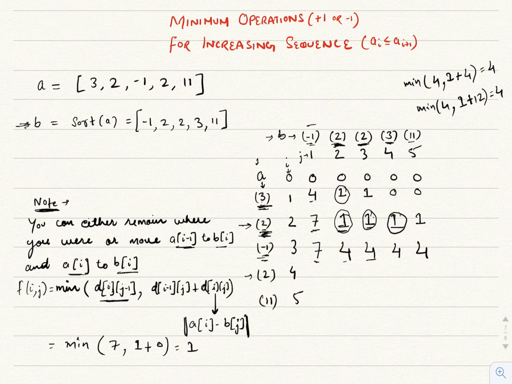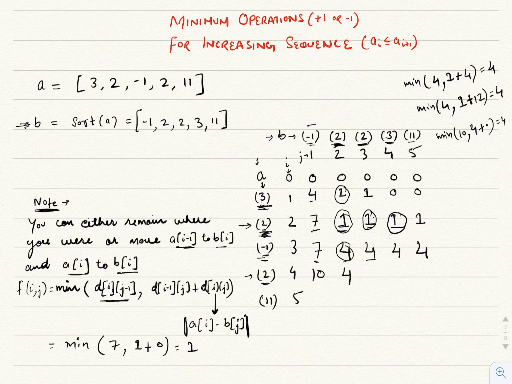So for the next row, we're going to move 2 to the minus 1 as well, along with that previous operations. So 2 to minus 1 will be 3 operations. So 7 plus 3 here will be 10. For the next element, we either remain where we were, which is 10, or we'll take the previous minimum, which is 4, plus the current value of moving this 2 to 2, which is 0. So the minimum here is 4. So we'll put 4.